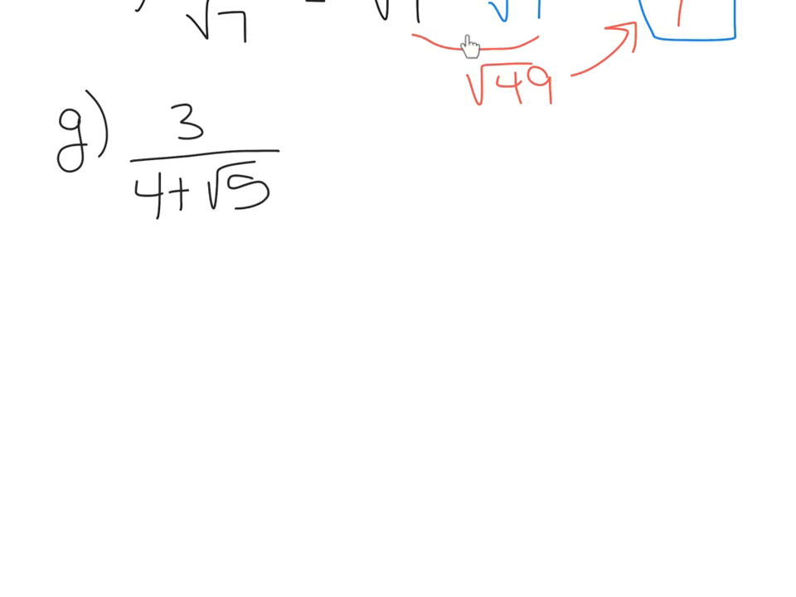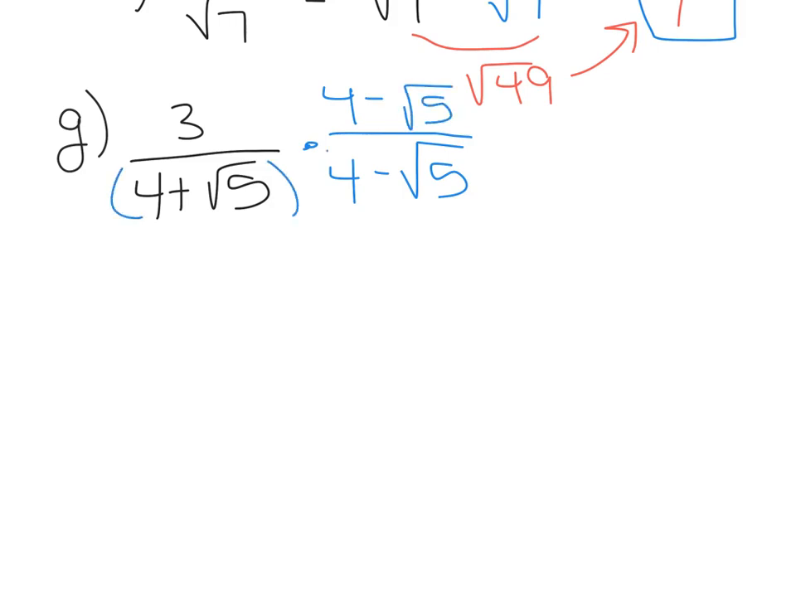We talked about above, if it was a monomial, multiplying it times itself. But if it's a binomial, you multiply times the conjugate. So the conjugate of 4 plus the square root of 5 is going to be the same terms with the opposite sign in the middle. So 4 minus the square root of 5. And whatever you do to the bottom, you also have to do to the top.